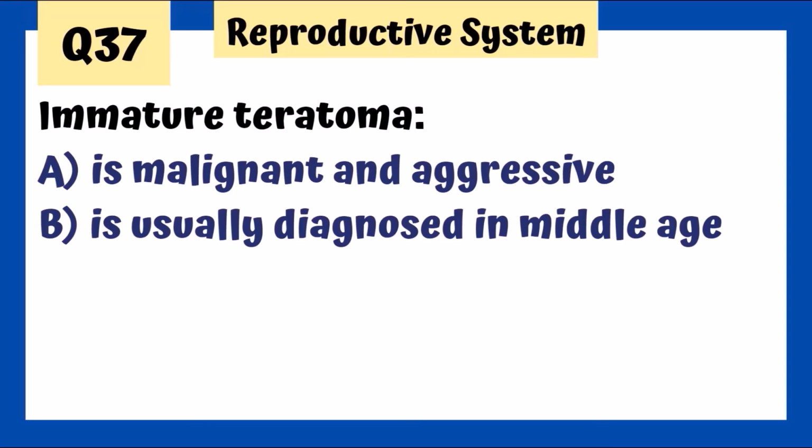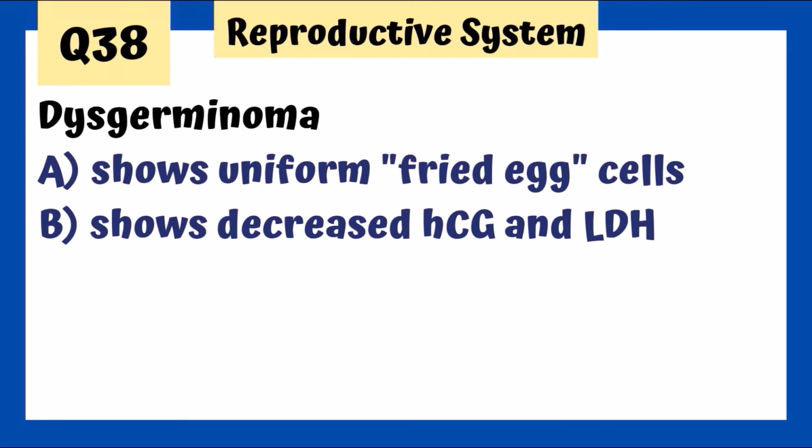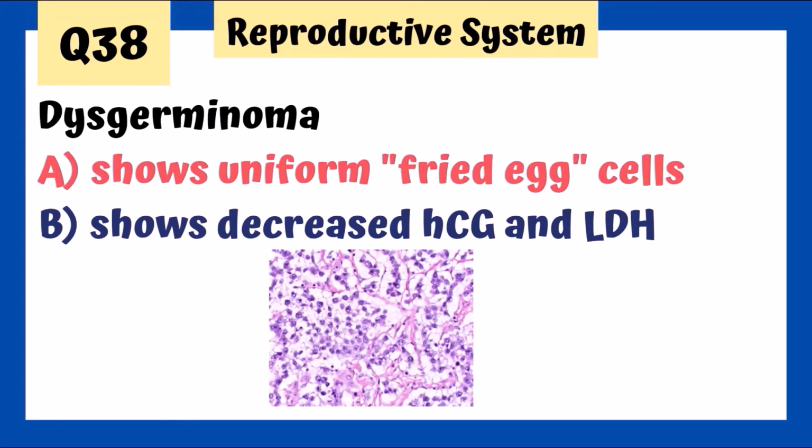Question 37. Immature teratoma is malignant and aggressive? Absolutely. And it's usually diagnosed before the age of 20. Dysgerminoma shows uniformly fried cells, with increased HCG and LDH levels, and we see the fried egg appearance. So dysgerminoma, fried eggs. Perhaps you can imagine a person saying, "The germs are on your fried eggs." Germs on fried eggs for fried egg appearance in dysgerminoma.